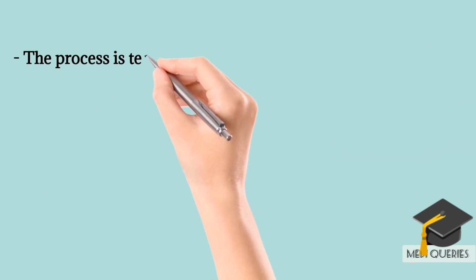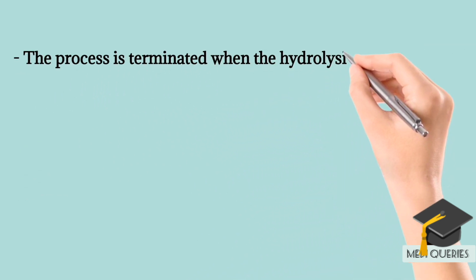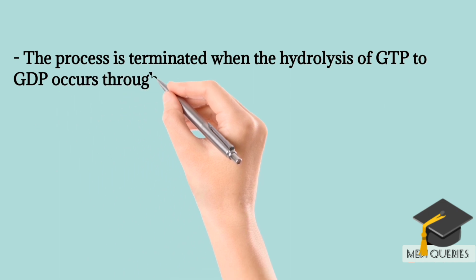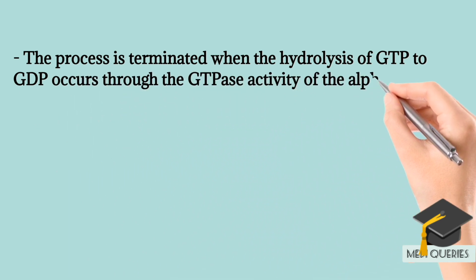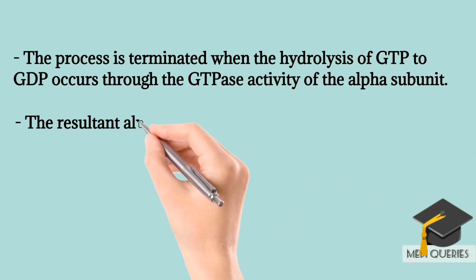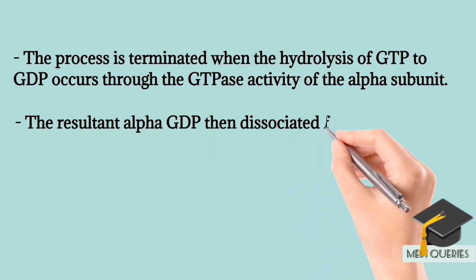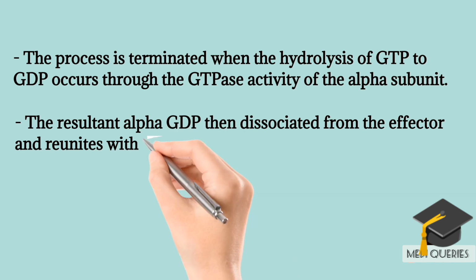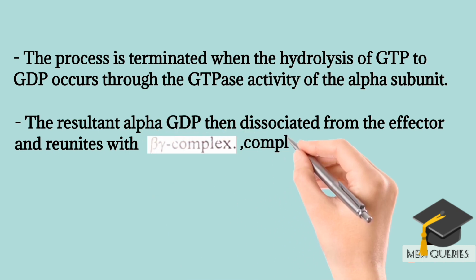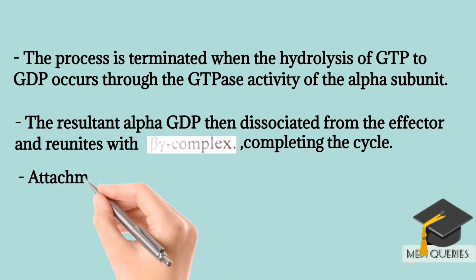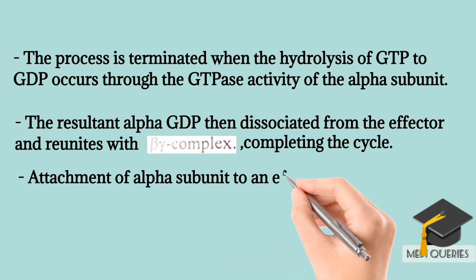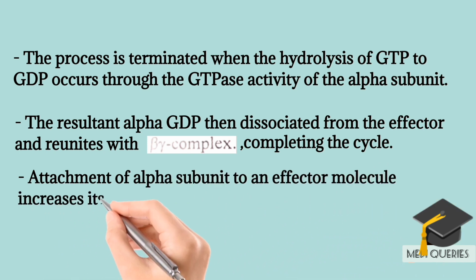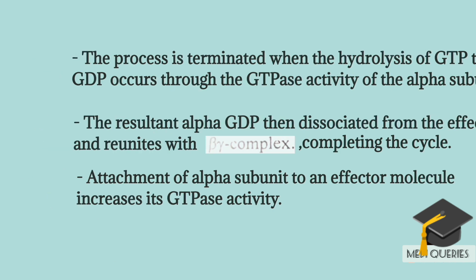The process is terminated when the hydrolysis of GTP to GDP occurs through the GTPase activity of the alpha subunit. The resultant alpha GDP then dissociates from the effector and reunites with beta gamma complex, completing the cycle. The attachment of the alpha subunit to an effector molecule increases its GTPase activity.